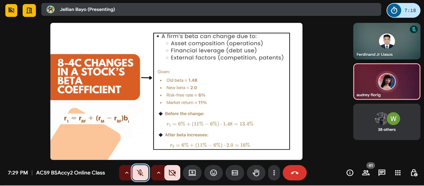The stock becomes less risky, investors require a lower return, and the stock price tends to rise since it's seen as safer. To sum up, beta shows how much a stock moves compared to the market. A higher beta means higher risk and higher return, while a lower beta means more stability. When beta rises, investors demand a higher return, which can lower the stock's price. When it falls, the stock becomes safer and more attractive.